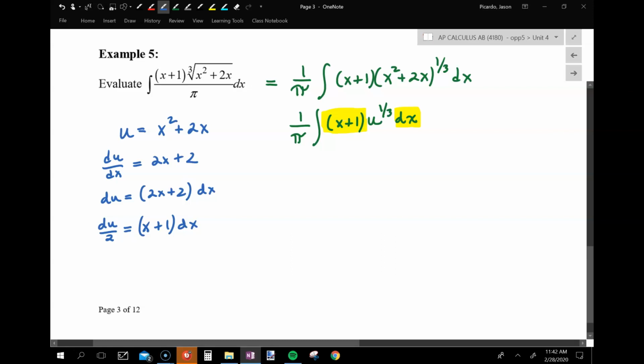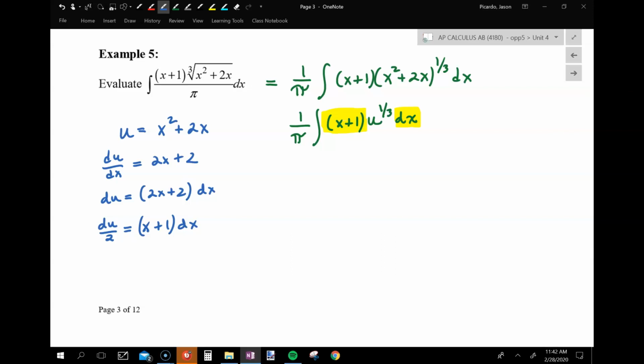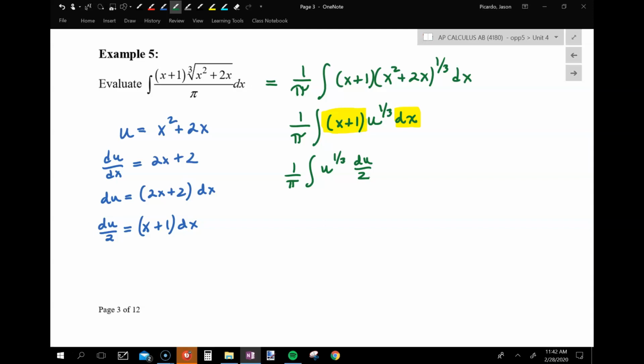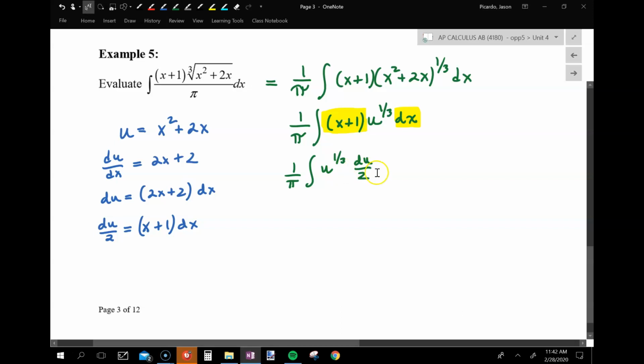Beautiful. All right. Awesome. So what's going to happen? I'm going to rewrite this as 1/pi integral of u to the 1/3 du over 2. Now what? Yeah, move the 2 to the outside. So now it's going to be 1 over 2 pi integral of u to the 1/3 du. Now what?